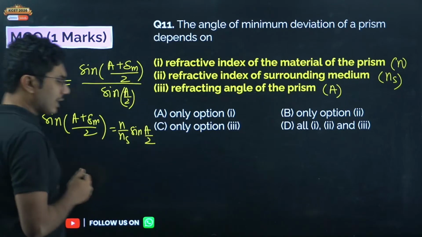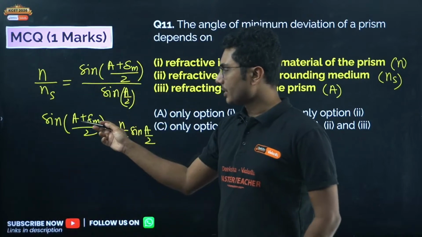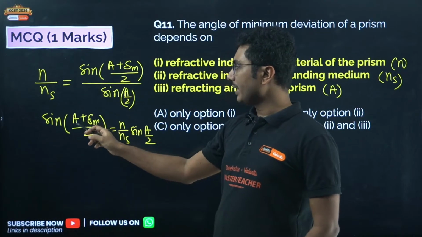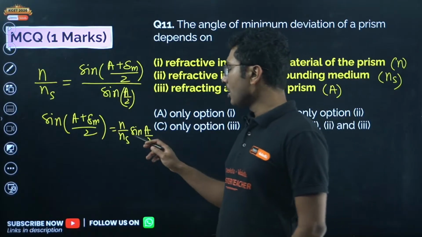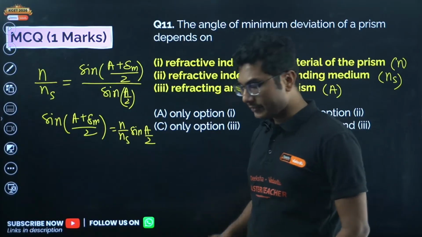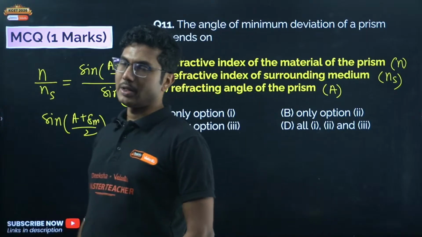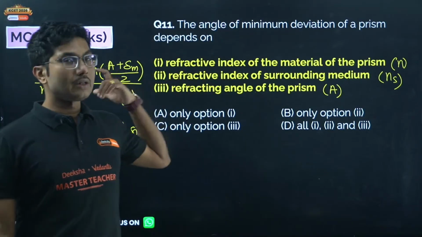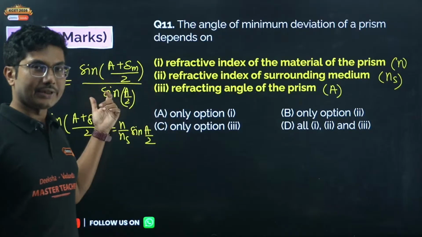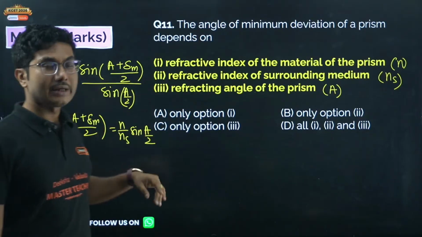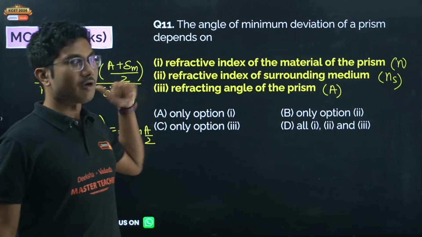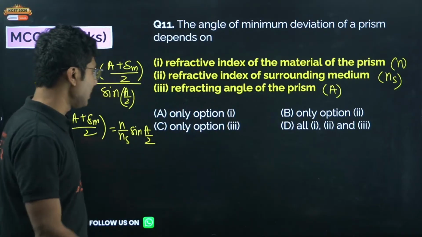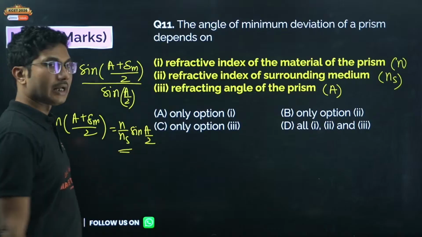Now if you want to calculate delta m from this equation, you need to know the value of A, you need to know the refractive index of the material of the prism, also you need to know the refractive index of the surroundings of the prism. Remember, surroundings, even though it is not directly present in the formula we generally write, because in that case we assume the surrounding is air. If it is not air, then you have to consider the refractive index of the surrounding as well.